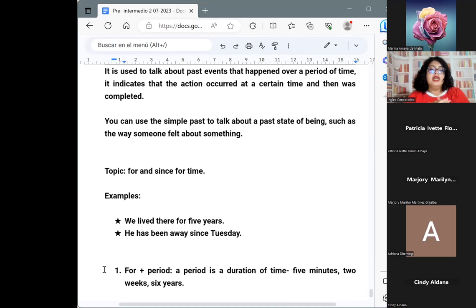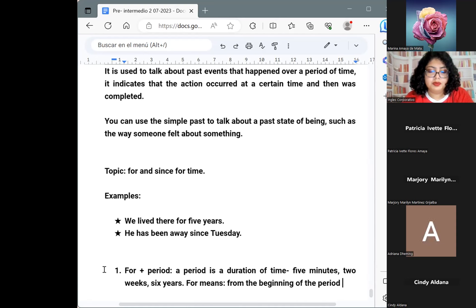Entonces, aquí podemos ver que vamos a utilizar el for para el periodo de duración, ¿verdad? De algo, por 5 minutos, por 2 semanas, por 6 años. Básicamente es la duración, ¿verdad? De esa acción. And it says that for means from the beginning of the period to the end of the period.